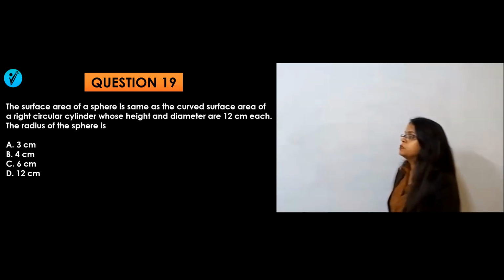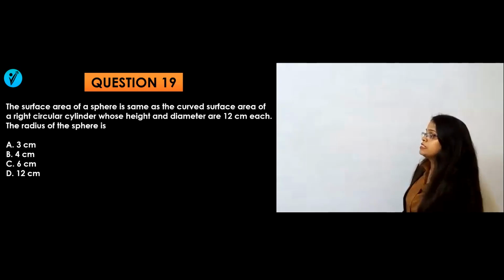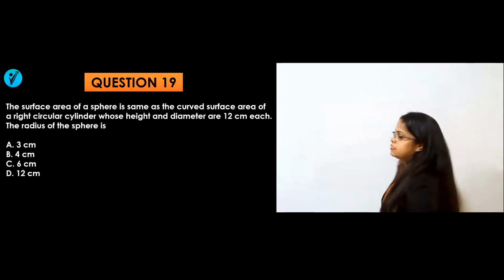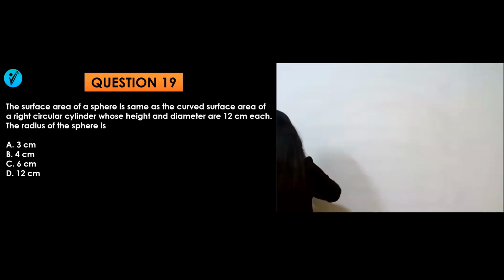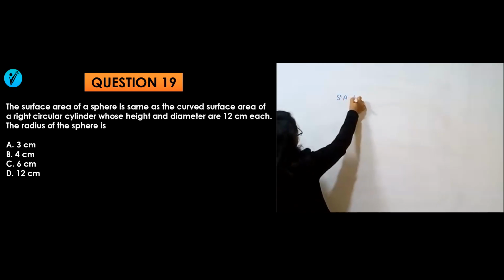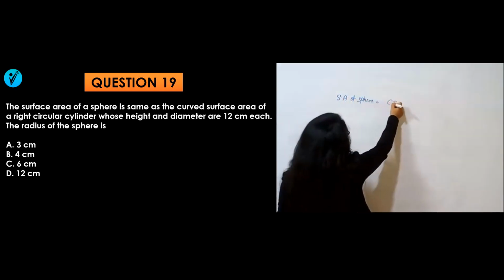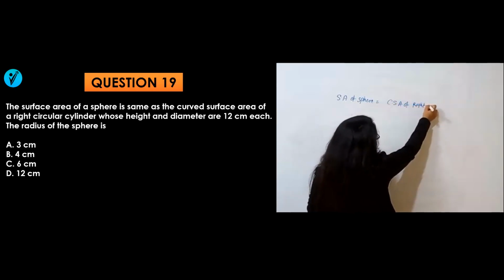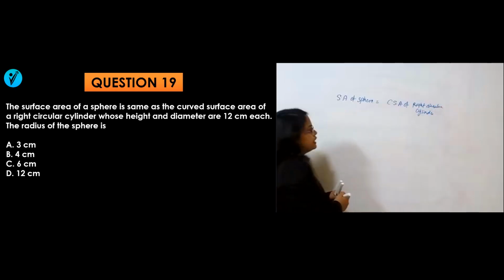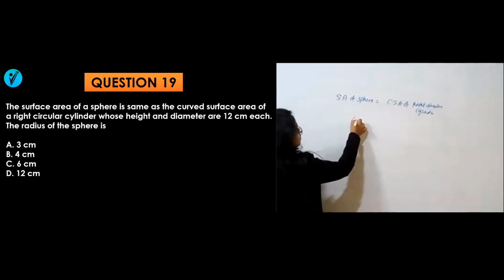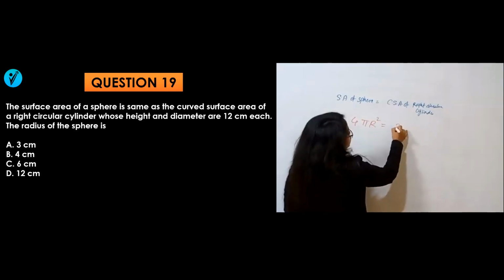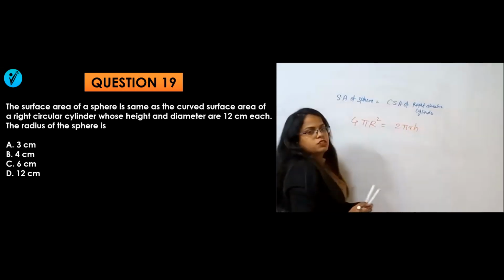The surface area of a sphere is the same as the curved surface area of the right circular cylinder whose height and diameter are 12 centimeter each. What is the radius of the sphere? Surface area of the sphere is equal to curved surface area of right circular cylinder. So what will be the formula for this? 4 pi r square is equal to 2 pi r h. This will be the formula.